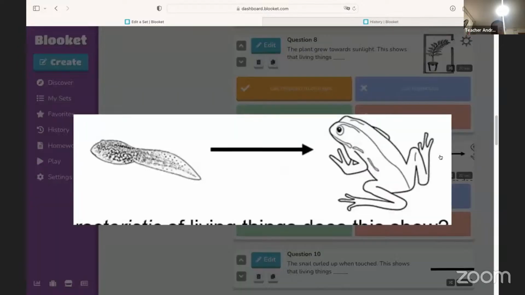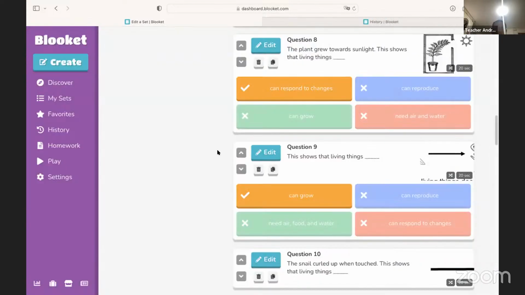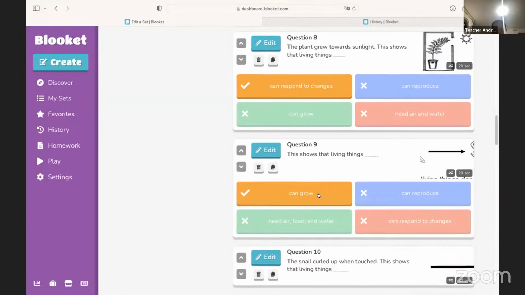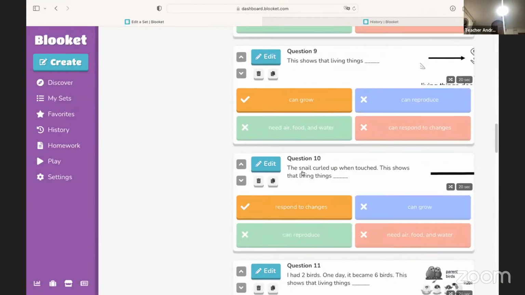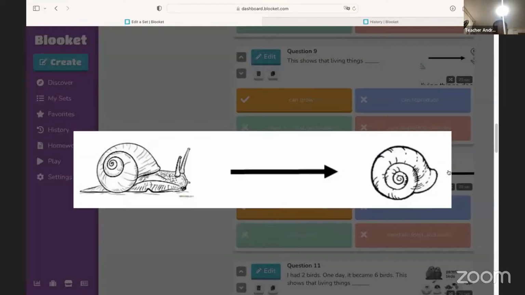Question 9. Same as previous questions. From a tadpole to the frog, it shows that it can grow. Also, the snail curls up when touched. It shows that living things respond to changes. I won't say it curls up, but I will say the snail hides inside the shell. So the question is a bit wrong. The snail actually hides inside the shell to respond to changes.